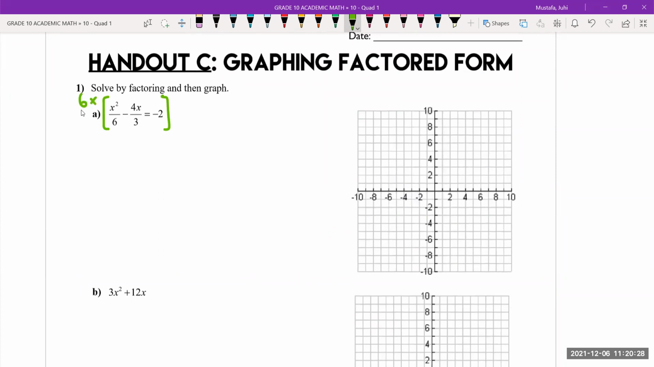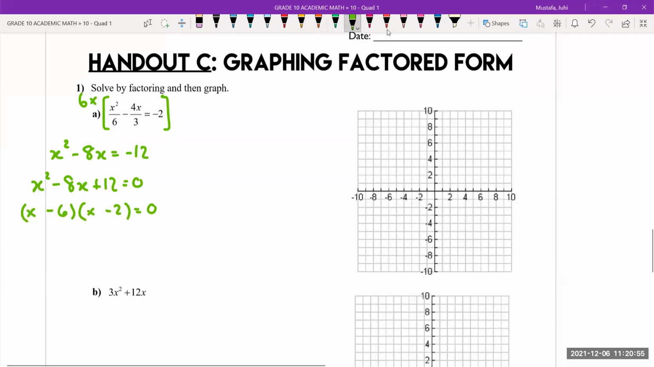So I'm going to multiply everything by 6, and I'm going to end up getting x squared, -8x is equal to, don't forget to multiply this one, even though it's not a fraction. I'm going to move that over to the other side. So it's going to be x squared minus 8x plus 12 is equal to 0. I'm going to go ahead and factor this. It's a simple trinomial, so I'm just going to get x minus 6 and x minus 2. And then I am going to solve each one of these.